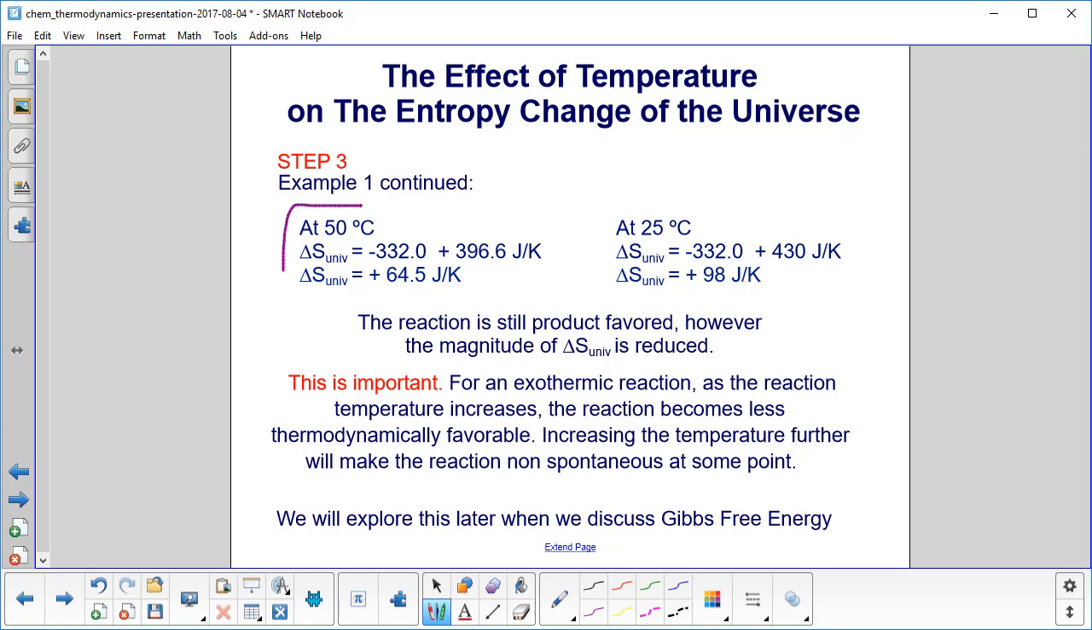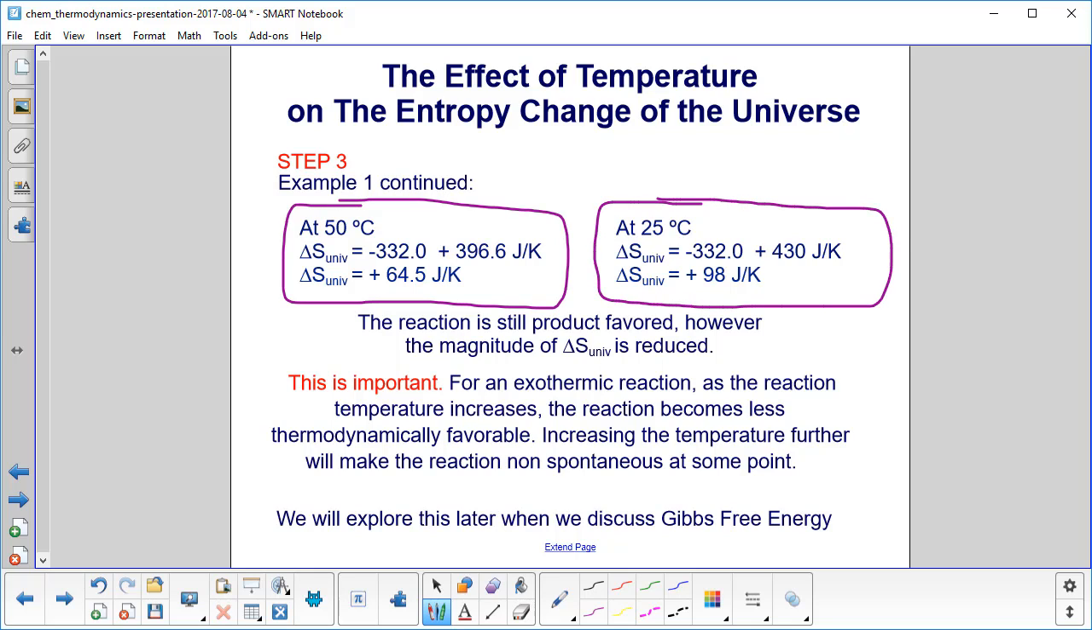At 50 degrees Celsius, our delta S universe will be a positive 64.5 joules per Kelvin. Earlier when we did it at standard conditions, we came up with plus 98 joules per Kelvin. Now what's the same between these two? Well, this one's the same. Now why did this change? Because we were at a different temperature, so we divide it out, we get different numbers here. The reaction is still product favored. However, the magnitude of the change in entropy for the universe is reduced.